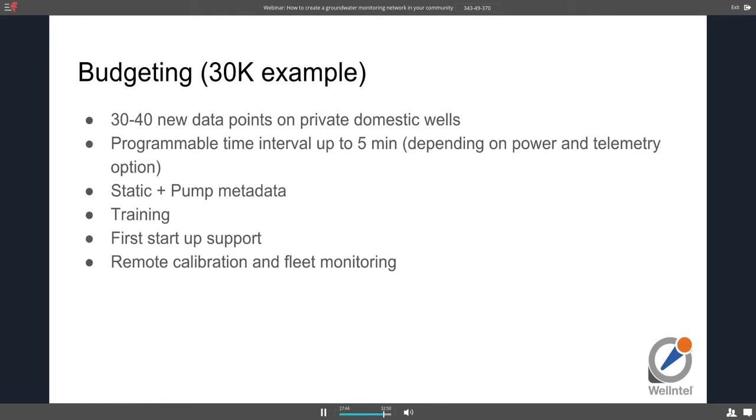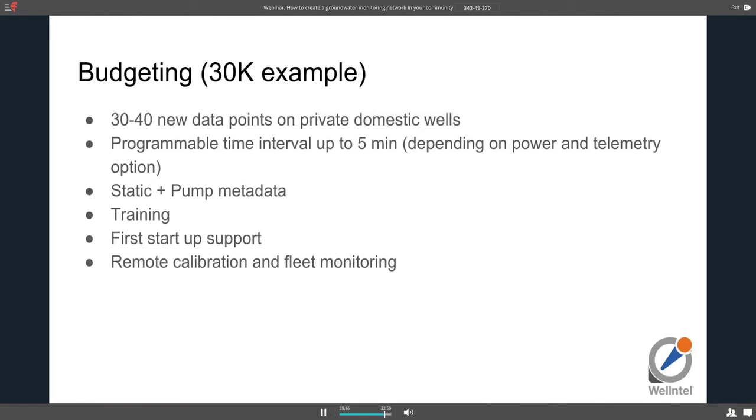One way that can happen, for example, is instead of just thinking about static water level as readings taken absent of pump influence, Wellntel provides the ability to actually tag readings taken while pumps are running with metadata, with meta tags that enable the ability to say this is pump influenced or it isn't, and use that information about pump influence to further a study.